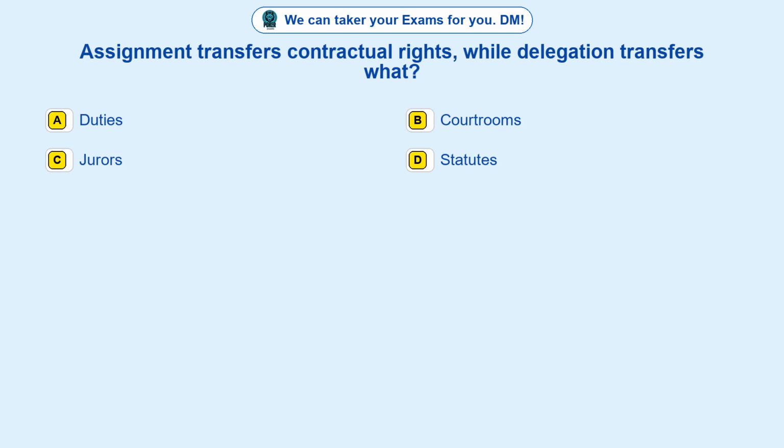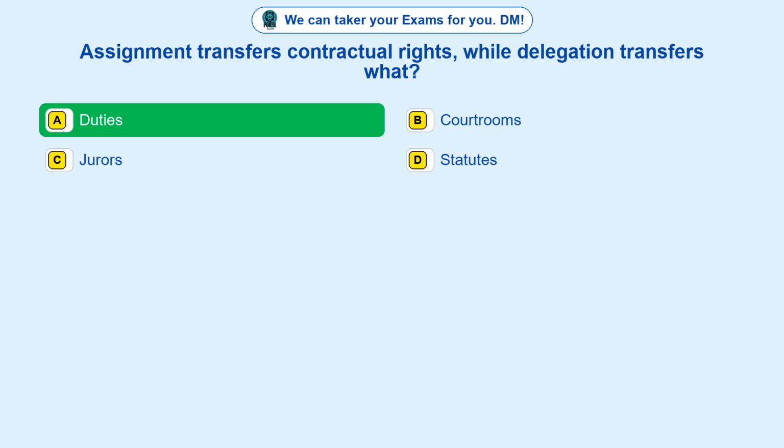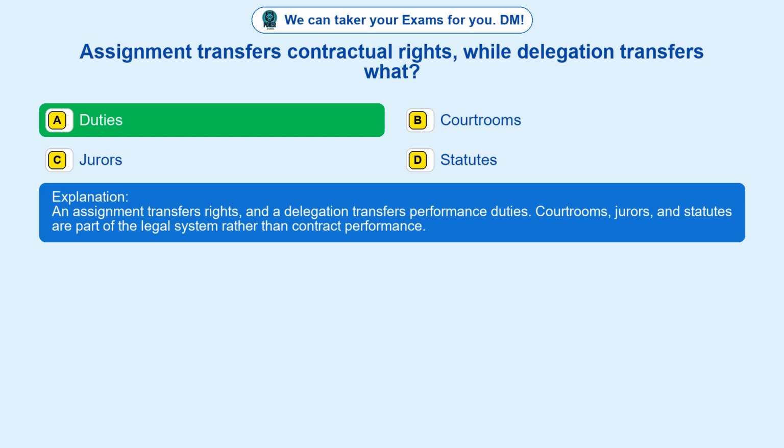Question 21. Assignment transfers contractual rights, while delegation transfers what? Option A, duties. Option B, courtrooms. Option C, jurors. Option D, statutes. The correct answer is option A, duties. An assignment transfers rights, and a delegation transfers performance duties. Courtrooms, jurors, and statutes are part of the legal system rather than contract performance.